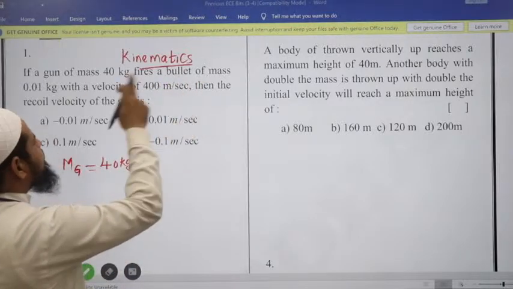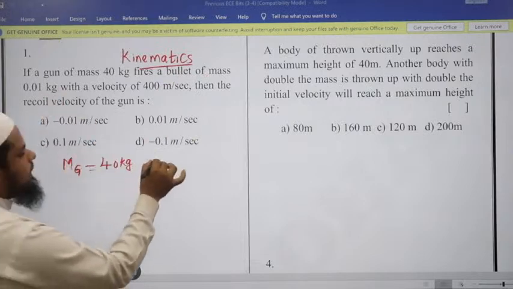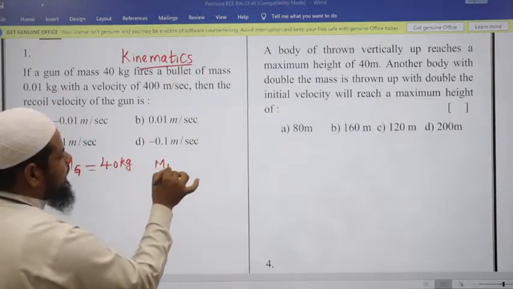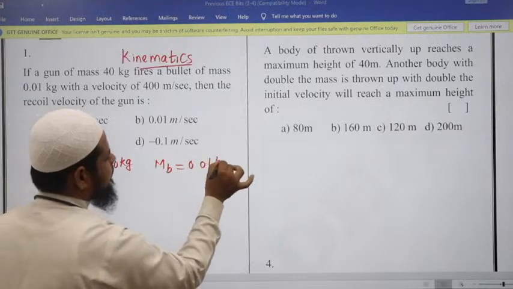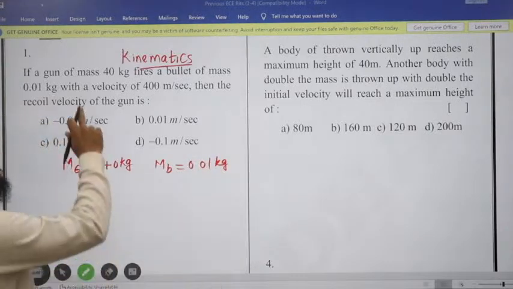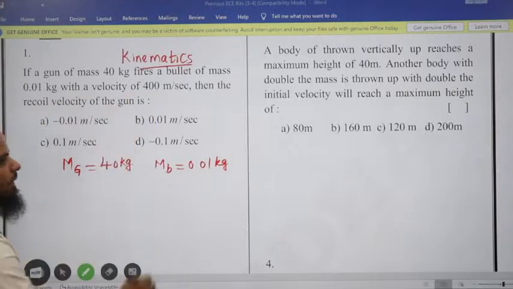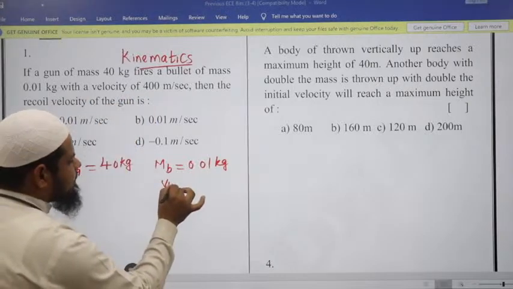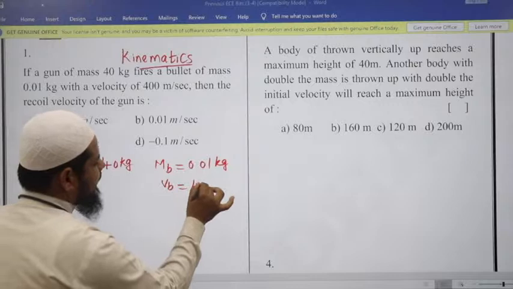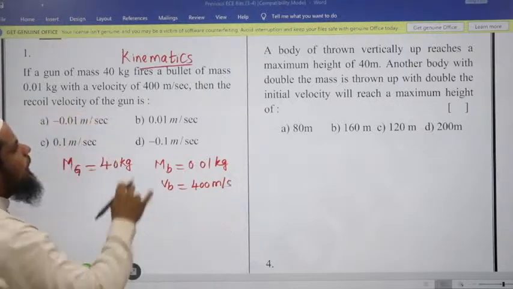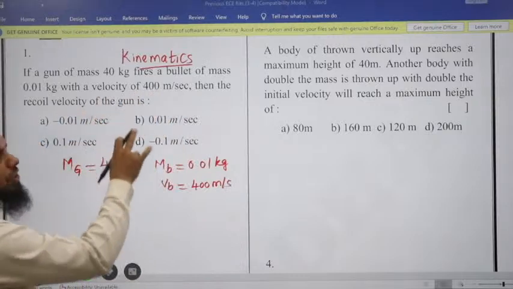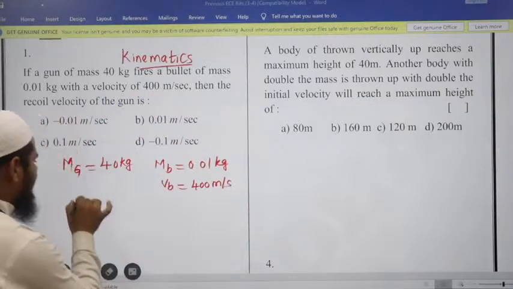A gun fires a bullet of mass 0.01 kg. What is the mass of the bullet? 0.01 kg, with a velocity of 400 meters per second. The velocity of the bullet is given as 400 meters per second. Then the recoil velocity of the gun. What is the recoil velocity? Vg.